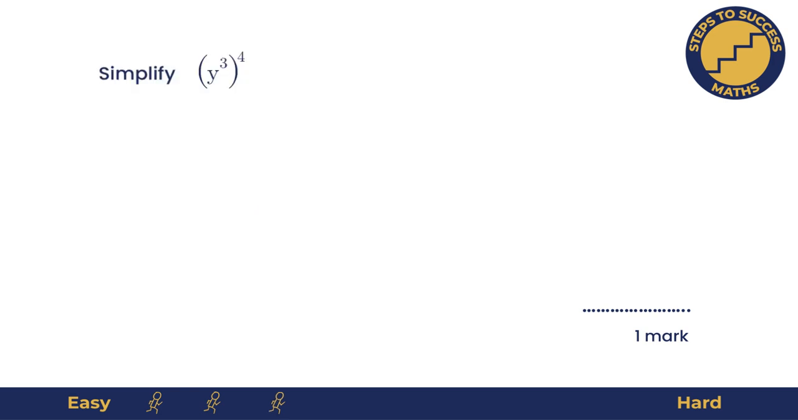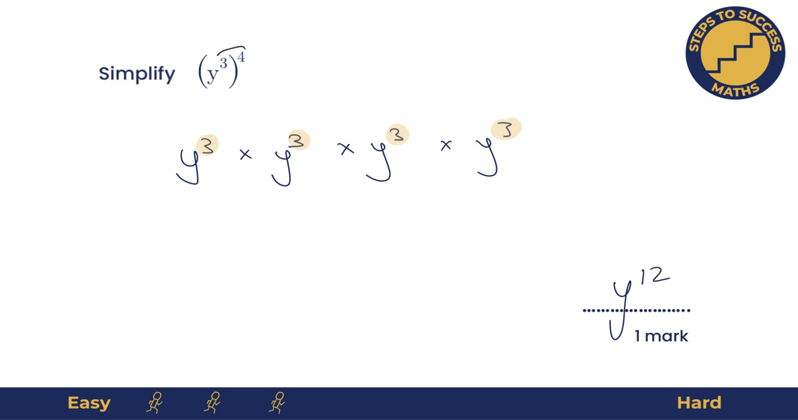Simplify. Y to the power of 3 inside the brackets, and then it's all to the power of 4. So brackets mean times everything inside them by itself 4 times, because it's to the power 4. So if I wrote this out, I'd have y to the 3 times y to the 3 times y to the 3 times y to the 3. And we already know how to do ones like this. We can just add the powers. So that's y to the 12. A quicker way to get there would have been to go, it's to the power of 3 and then all to the power of 4, so I can just multiply those powers together.